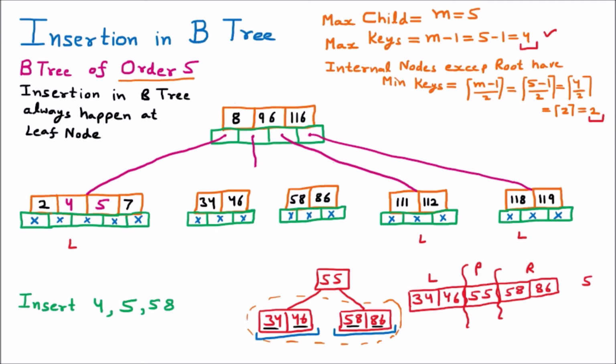Now the 55 is going to be the parent. So 55 is coming to the parent, that means 55 is going to the upper level. So talking about this 55, now this 55 will be going to the upper level. We know that the upper level is this one. We have to consider this level. In this level, the 55 will be placed, so that it becomes the parent of 34, 46 and the other node which is 58 and 86. So now we are going to insert this 55 and we have to find the position of the 55.